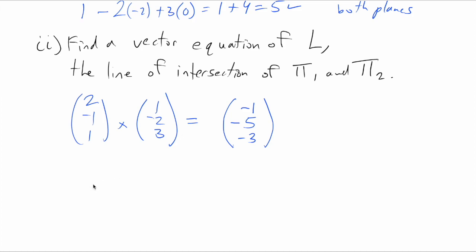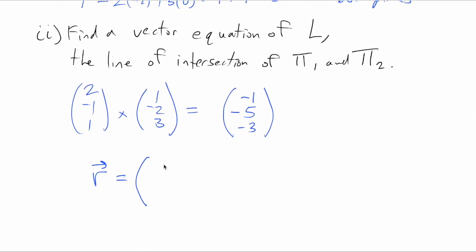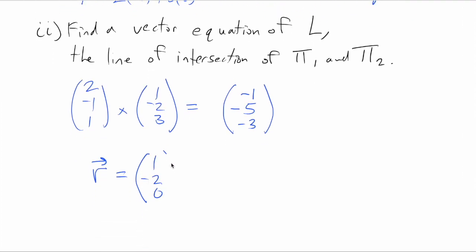So the equation of the line of intersection is this. We have a point, the point P, 1, negative 2, 0, plus lambda times the direction, and we can use any scalar multiple of this, so we can use 1, 5, 3. It is very important to have this r here, otherwise it's not an equation of a line and you lose a point in the mark scheme, so it's very important to remember to write that.